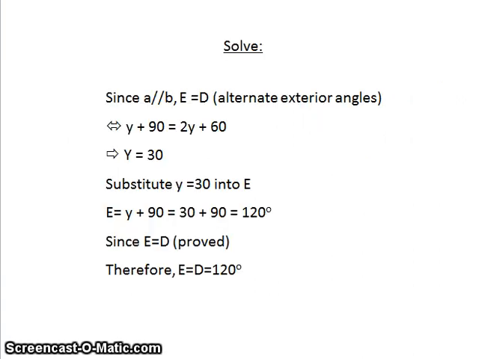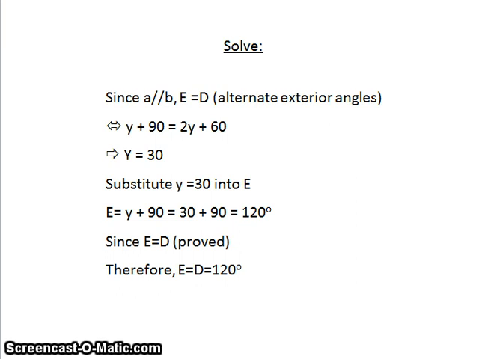Since you have completed your answer, this is the solution. As we know, A and B are parallel lines, so we can use the properties of the relationship of the angles. To solve this, use the properties of alternate exterior angles. Therefore, you will have angle E equals angle D, and so y plus 90 equals 2y plus 60. To solve for y, use the properties of subtraction and addition. You will be able to calculate that y equals 30 degrees.